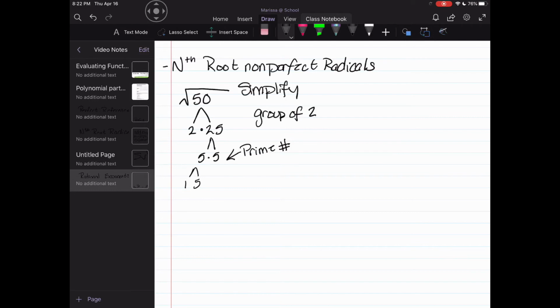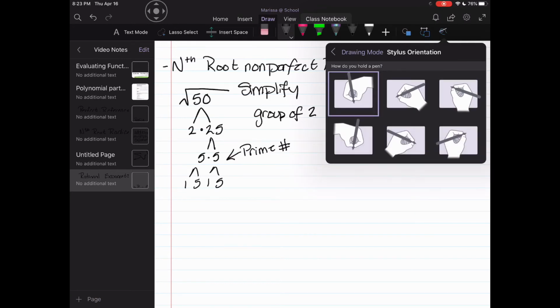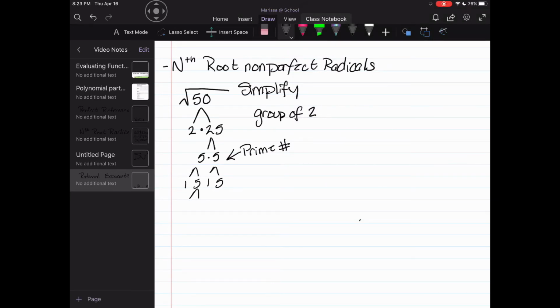I can do 1 and 5 and then 1 and 5, but that's not going to get me anywhere because I can just keep going and saying that 1 and 5 is the square root, which isn't really going to do me any kind of good. So I don't want to just keep going and writing 1 and 5 over and over again, so I'm going to stop right here. So this is my group of 2, meaning that I can pull out a 5, but this 2 here has to stay on the inside. So I'm going to simplify this to become 2 square root of 2 with a 5 on the outside. So 5 radical 2. That would be how I simplify this.